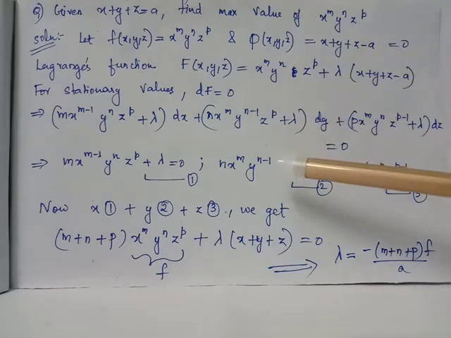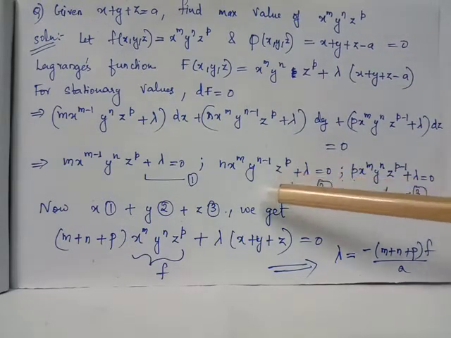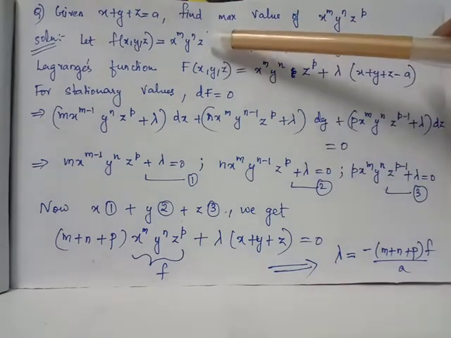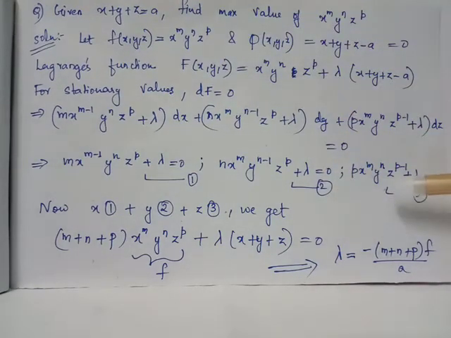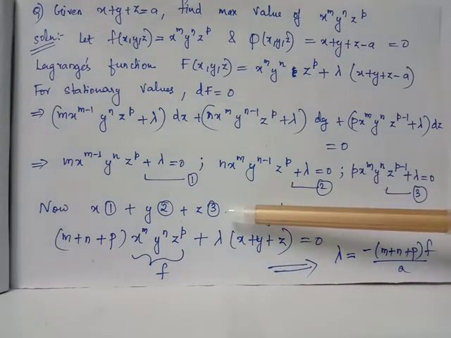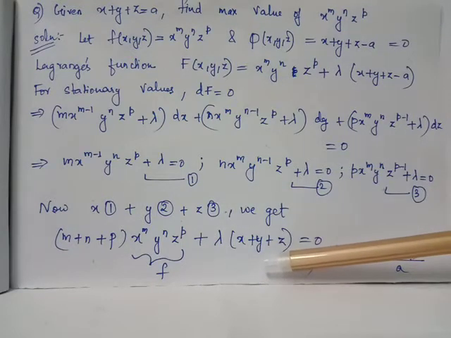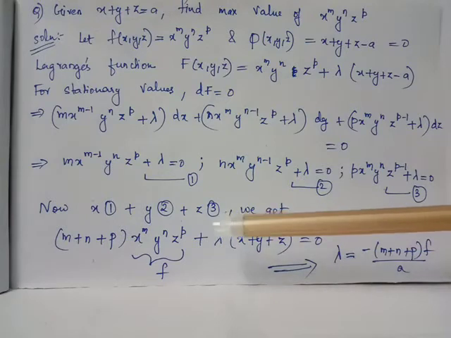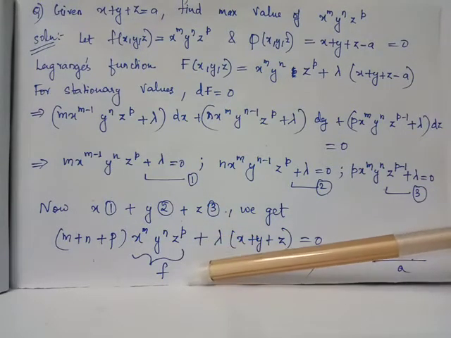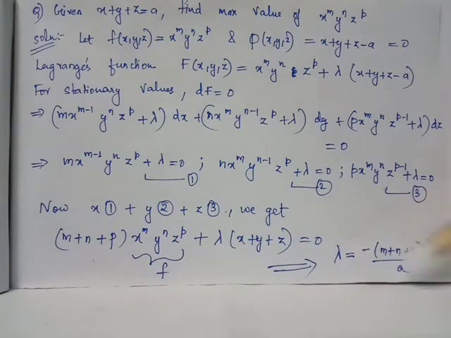Similarly, if you multiply equation 2 by y, it becomes x raised to m into y raised to n into z raised to p, which can again be replaced by f. And that's the same reason why you multiply equation 3 by z, so that it can be replaced by the notation f. When you evaluate x into 1 plus y into 2 plus z into 3, you get the expression after simplification, and you replace x raised to m into y raised to n into z raised to p by f, so that you get the expression of lambda.